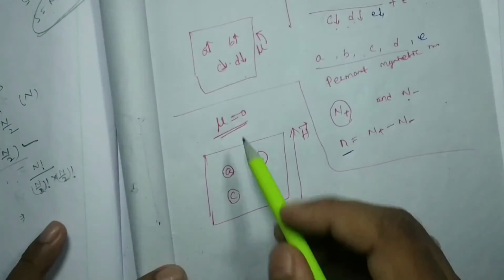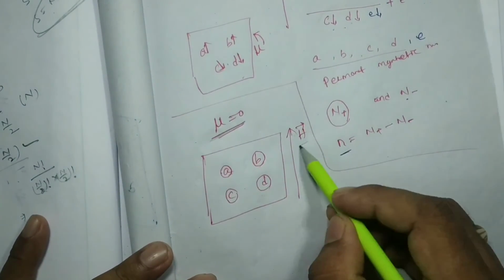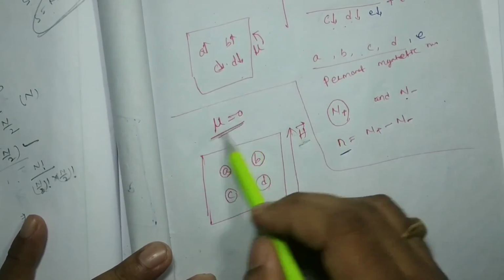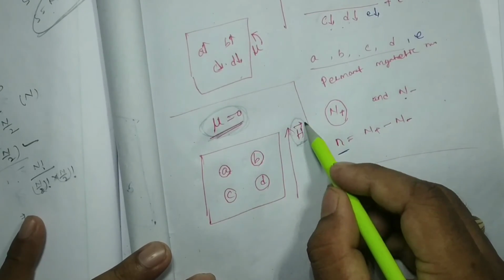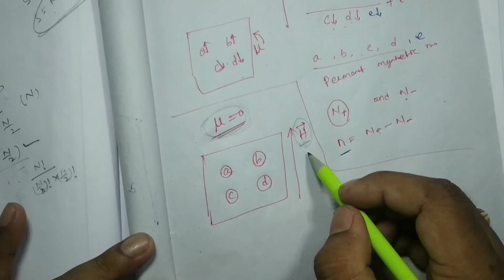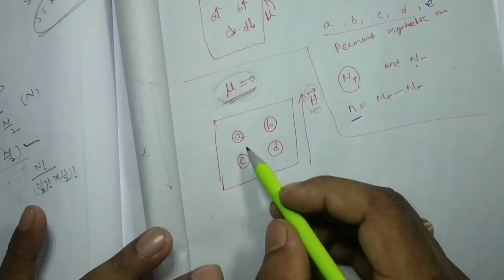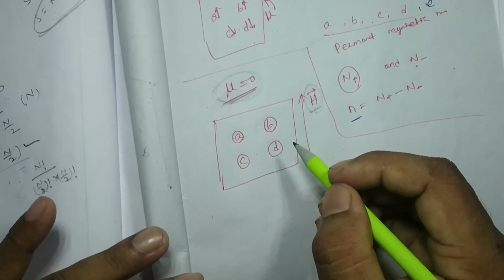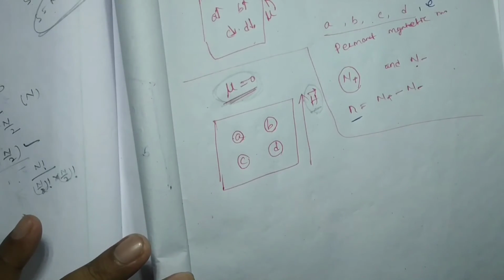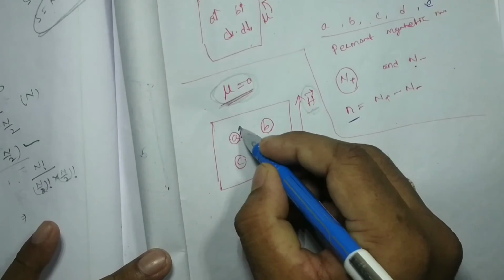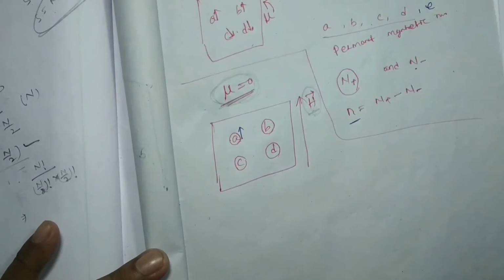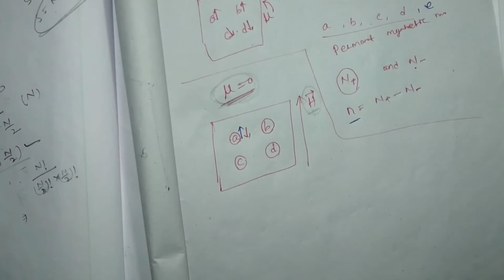If there is no permanent magnetic moment, and we are going to apply a magnetic field externally, then we can consider an induced magnetic moment. So the induced magnetic moment inside a particle may be up, may be down, that we cannot say with guarantee.